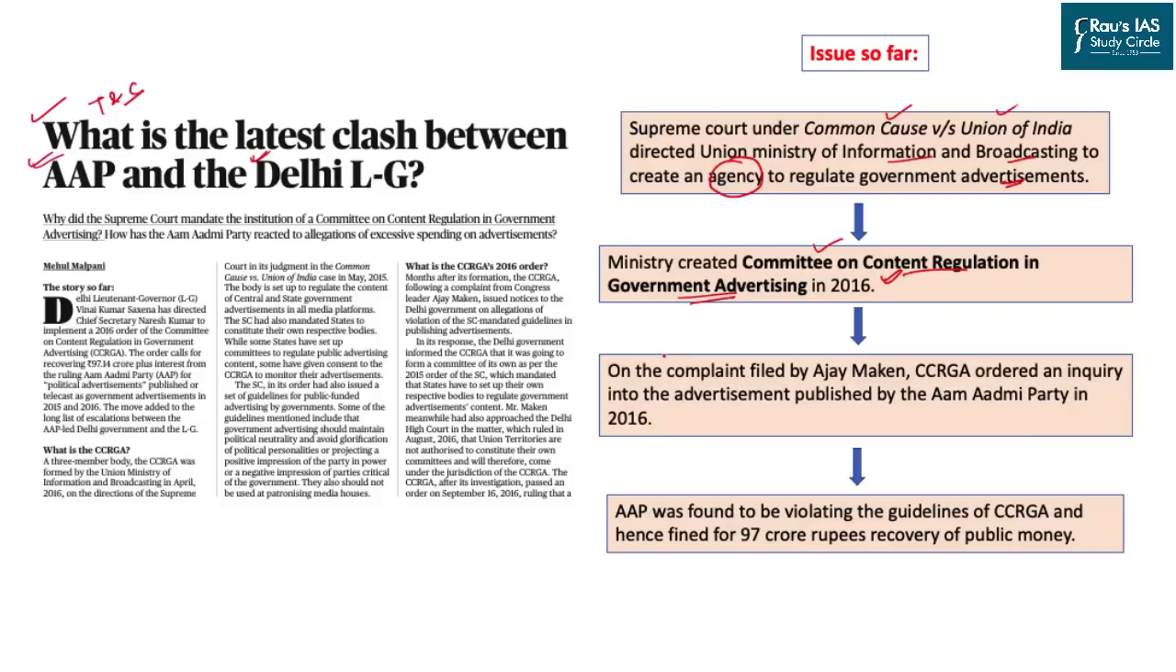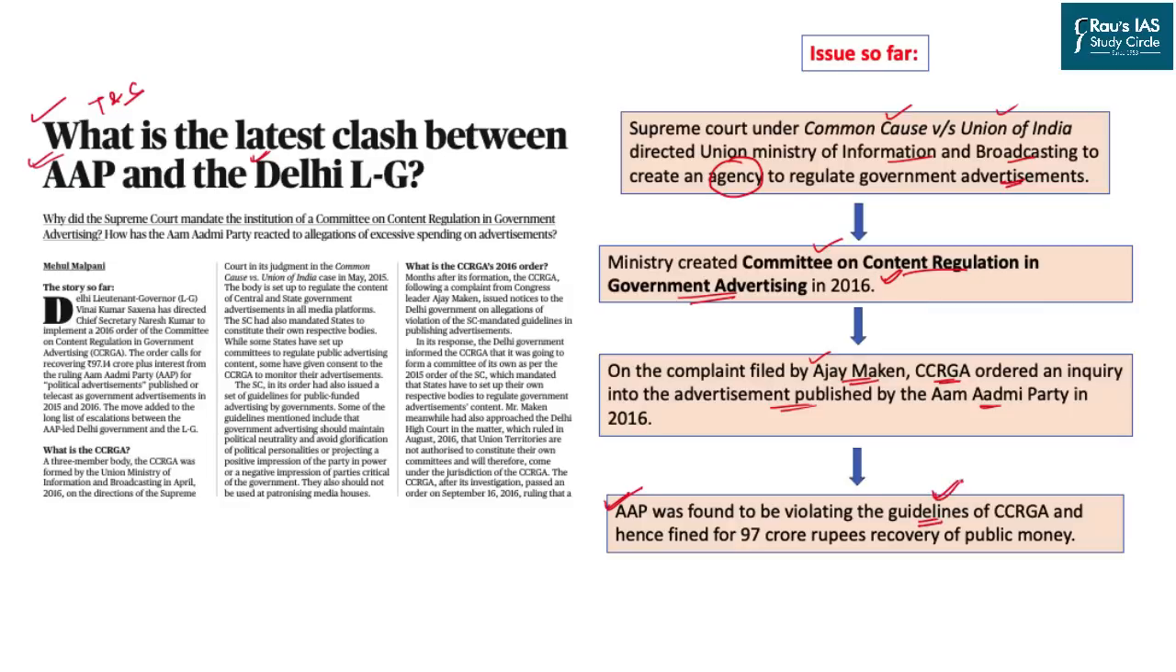After the creation of this committee, around the same year, Congress leader Ajay Maken filed an inquiry with the CCRGA on the advertisements which were published by the Aam Aadmi Party in the same year. As per the complainant, the advertisements published by the Aam Aadmi Party were against political ideologies, they were derogatory, and they were created to defame the opposition parties in the government. So, taking cognizance, the Aam Aadmi Party was found to be violating the guidelines.